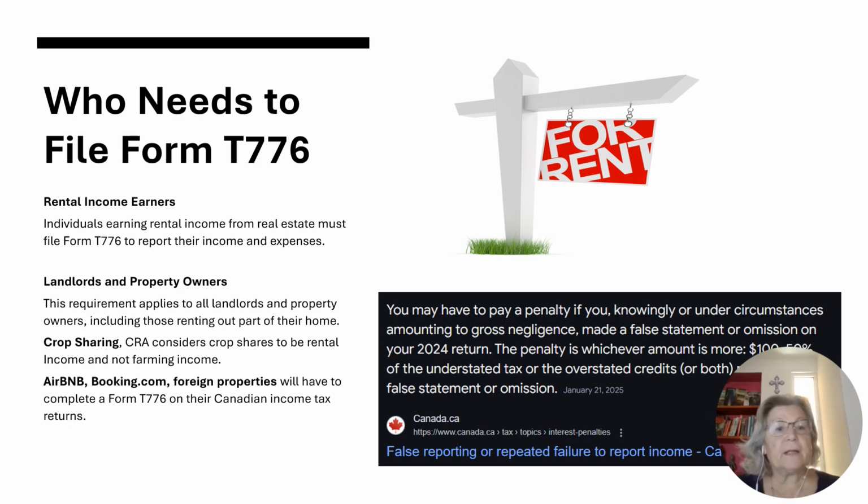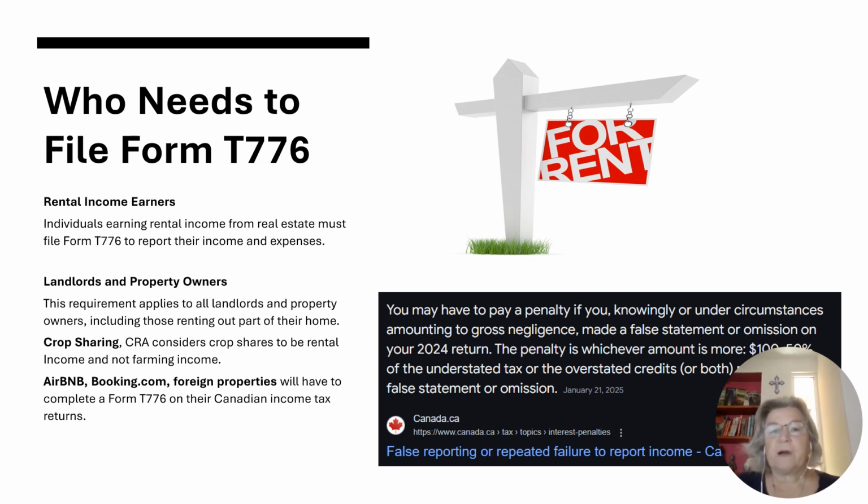Who needs to file? Anybody that basically has a rental property, landlords. If you have an Airbnb, or foreign properties that you rent out partially for the year and live in partially for the year. Just an interesting note for my farmers and ranchers out there, crop sharing. CRA considers crop sharing to be rental income and not farming income. And that's important to know.